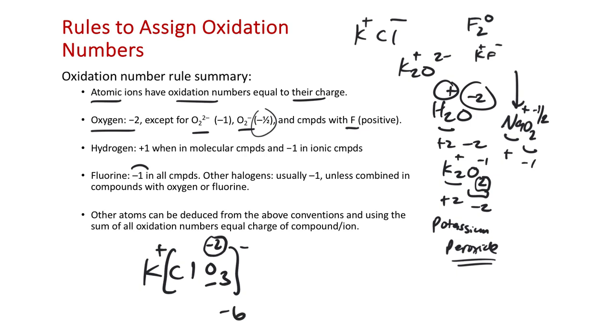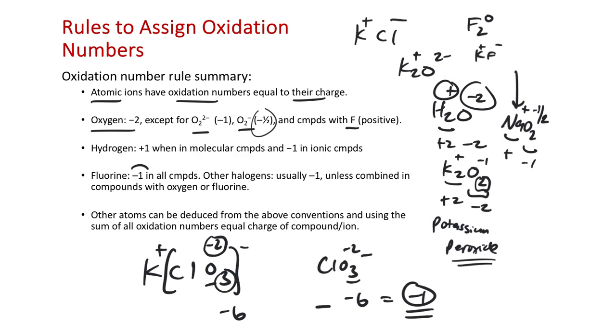Now, there's 3 oxygens times -2 is -6. And so if I look at the ClO3 minus ion, I have a -6 from the -2 charge times 3 oxygens. What does chlorine's charge have to be so that that ion has a -1 charge? So what do you guys think the charge of chlorine should be?